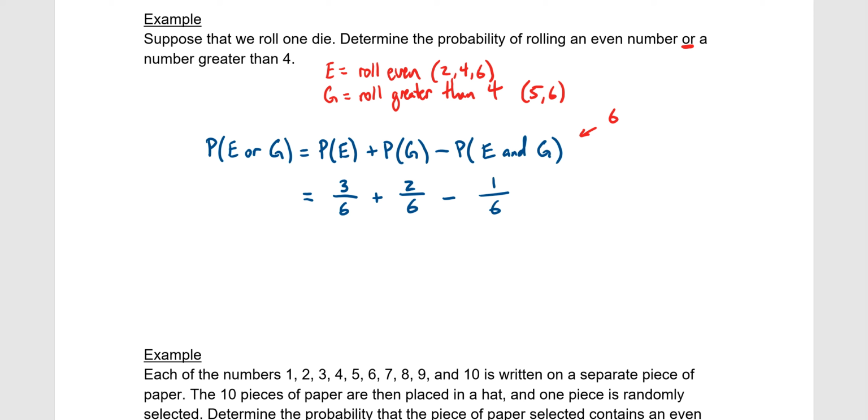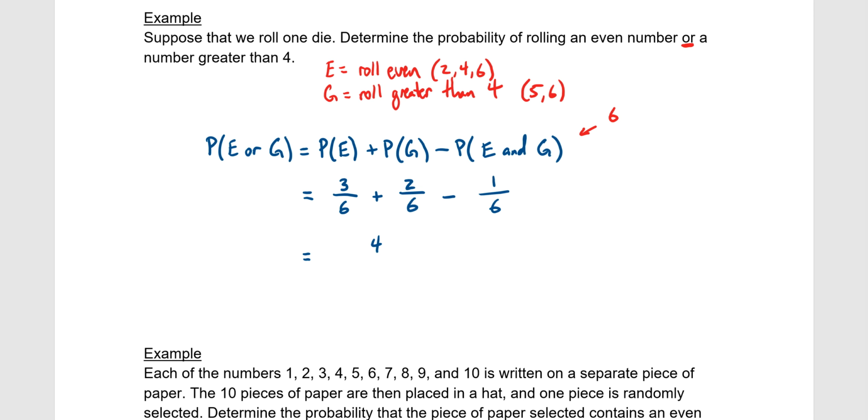So once we have these, we can just add them all up. And since the denominators are the same, all we have to do is add and subtract the numerators. So it's going to be 3 plus 2, which is 5, minus 1, which gives us 4. So this is going to end up being 4 out of 6, or we can simplify that to 2/3 by dividing the numerator and denominator by a common factor of 2. So this is about 0.67 as a decimal.